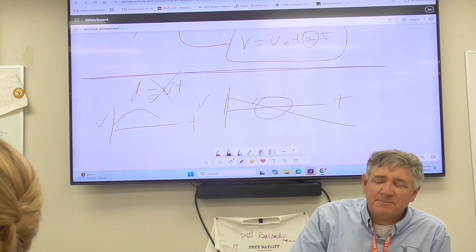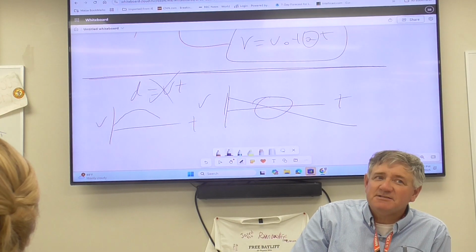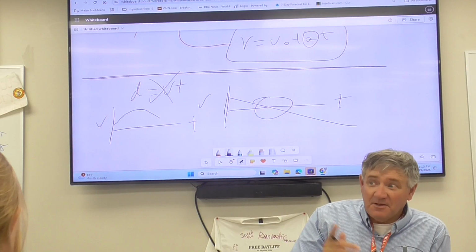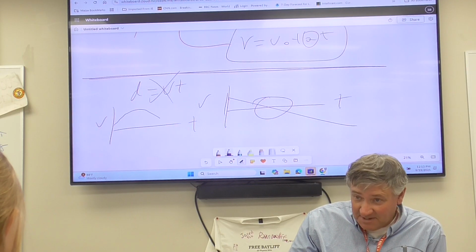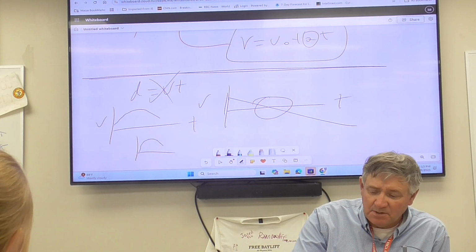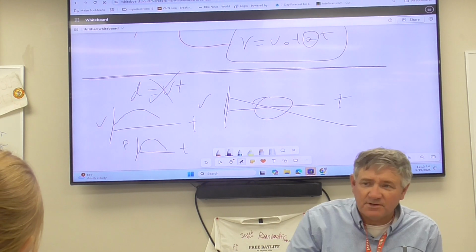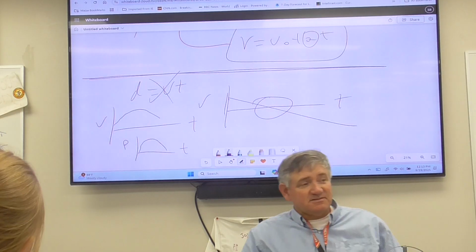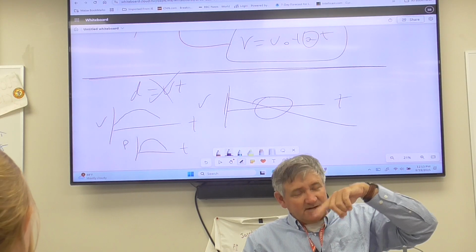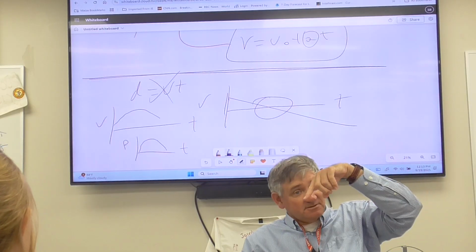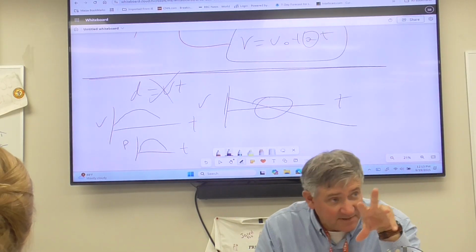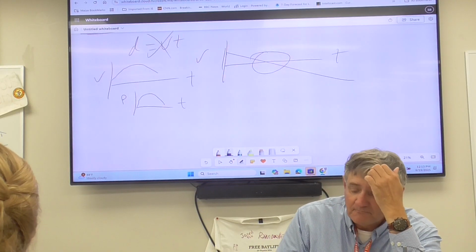True or false? If the slope of a position time graph changes sign, you change direction. True. Because if it's a position time graph, what does the slope of a position time graph give you? Velocity. So if the slope changes sign, the velocity changes sign, which means you change direction. So basic ideas like that need to be on the test.